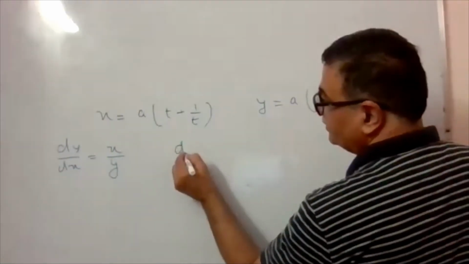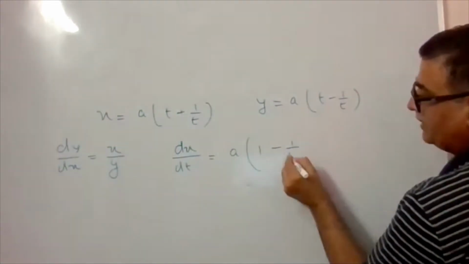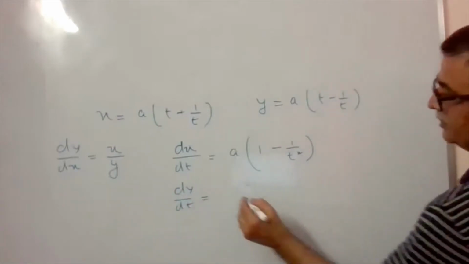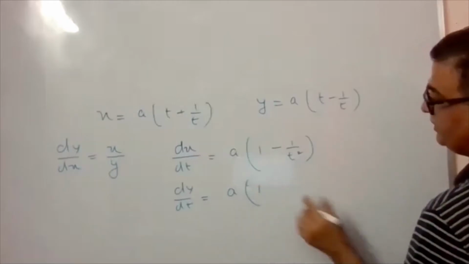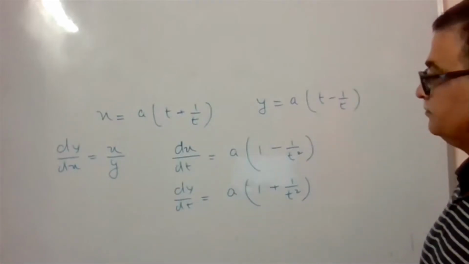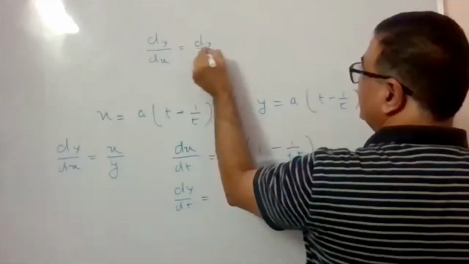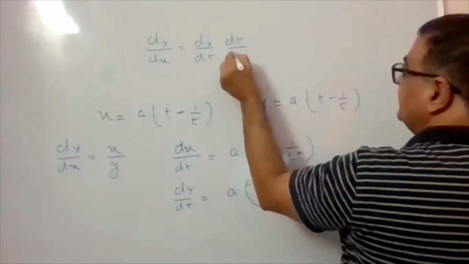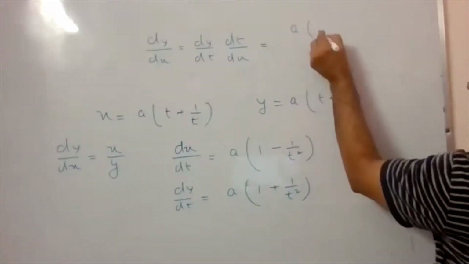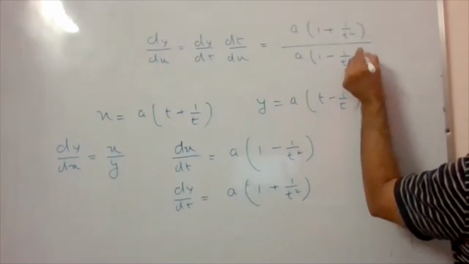So when we go for it, dx by dt. A is here, t becomes 1, minus 1 by t square. Same way when we go for dy by dt, a times, you get 1 plus 1 by t square. Then I got it dy by dx will be dy by dt into dt by dx. So it will come out to be what? A(1 plus 1 by t square) by A(1 minus 1 by t square).